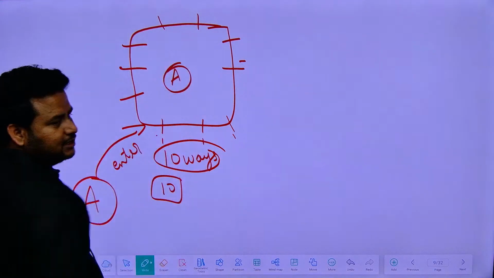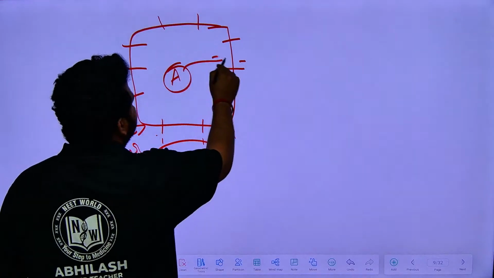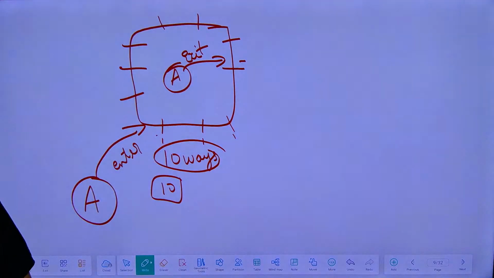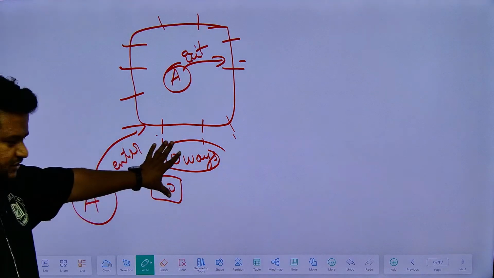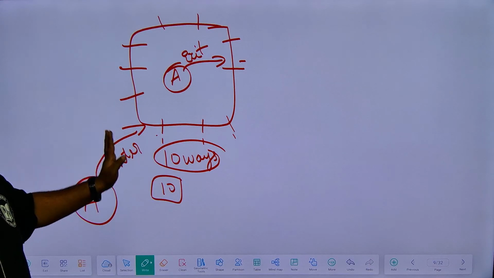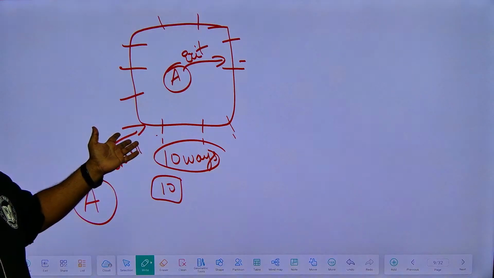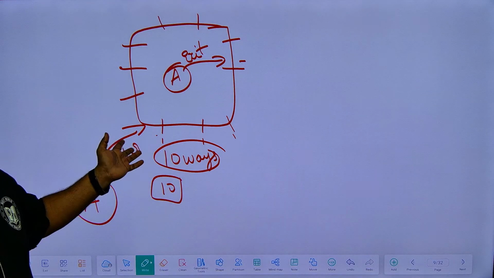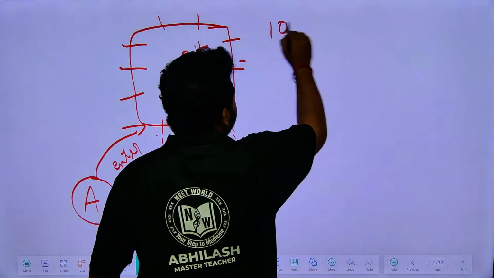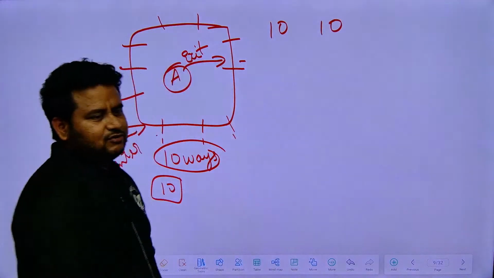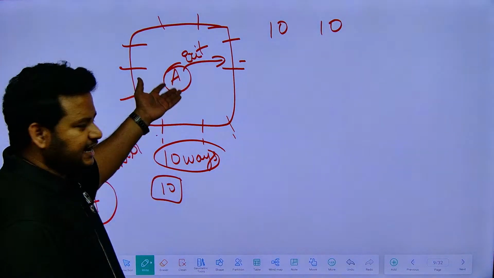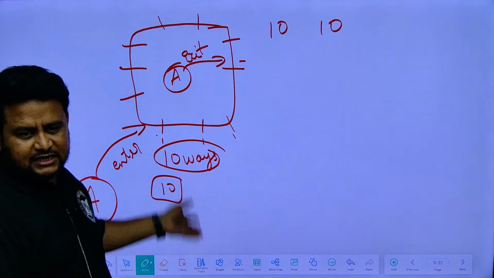Next, my question is, after entering, Anusha is here. After entering, I'll ask her to exit the ghost house. Forget about this now. Now I will tell her, enter and exit. To enter, how many doors are there? 10. To exit, how many doors are there? 10. To enter 10 doors, to exit 10 doors. First she will enter, and later she will exit.